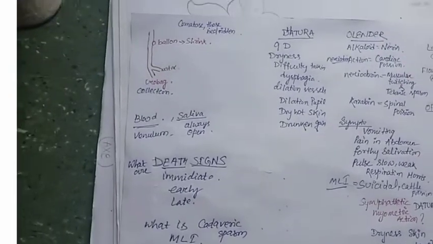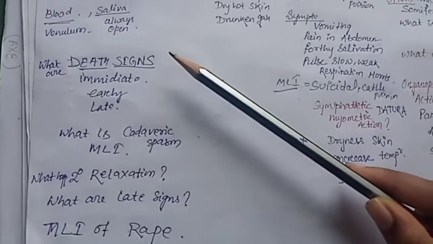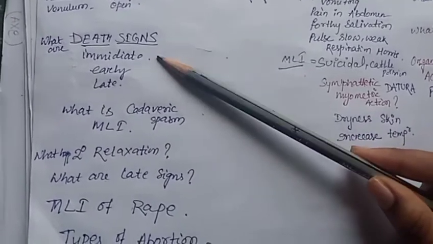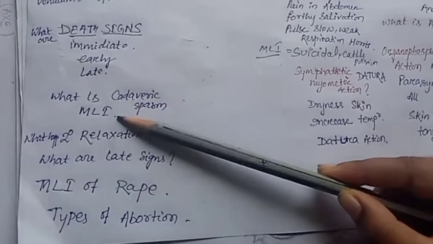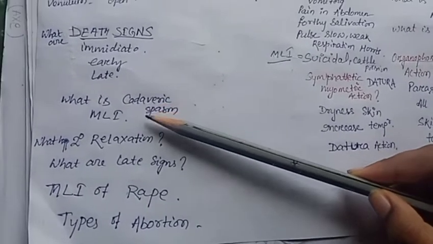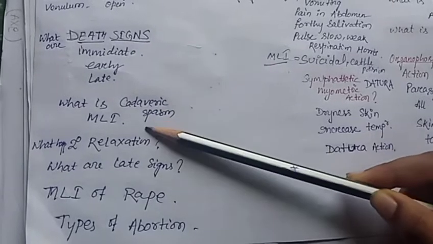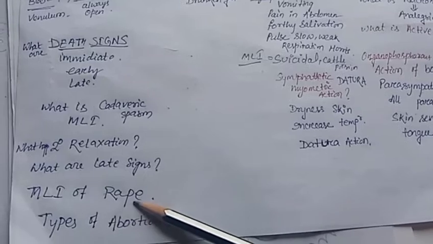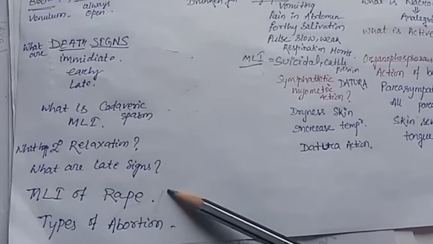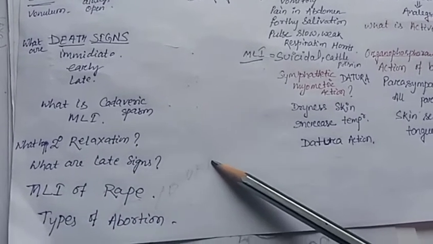Okay, lastly I should cover the death chapter. Questions asked include: what are the signs of death, what is cadaveric spasm, what is its medicolegal importance, the difference between cadaveric spasm and rigor mortis, what is secondary relaxation, what are Tache noire signs. The medicolegal importance of rape is commonly asked, and bone is also asked, which is important; you should remember.